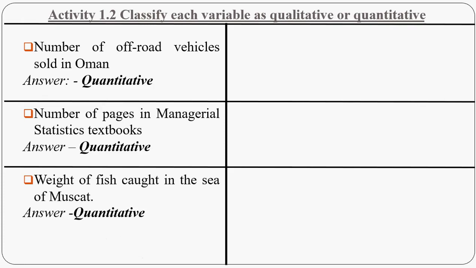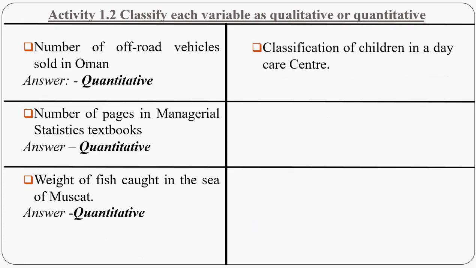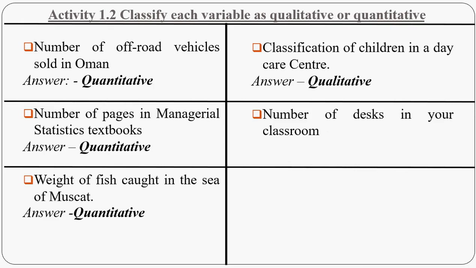Yes. Now let us see one more example. Classification of children in a daycare center. This example does not talk about number. When it does not talk about number, the answer is going to be, any guess, dear students? Qualitative variable. Yes, you are right. Now, let us see one more example. Number of desks in your classroom. When you start to count the number of desks, when it is expressed in number, it is said to be quantitative. Yes, correct.